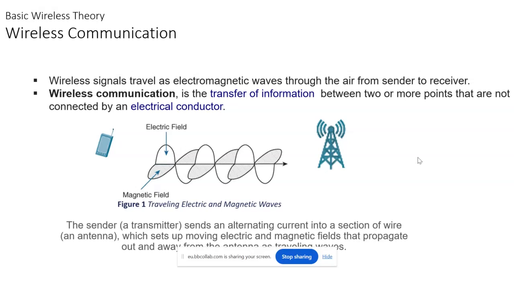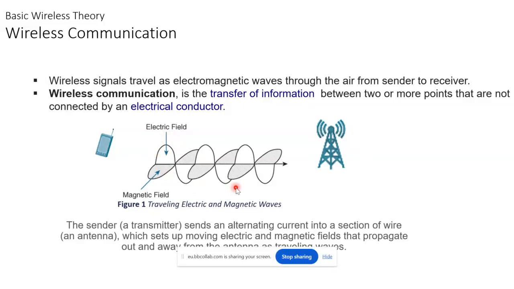We have explained in the previous lecture that wireless signal travels as electromagnetic waves through the air from sender to receiver. So the wireless signals travel between the mobile station and base station as an electromagnetic signal, which consists of an electric field and a magnetic field. And these fields are perpendicular to each other, so there is a right angle between the electric field and magnetic field. For this reason, we call it electromagnetic.